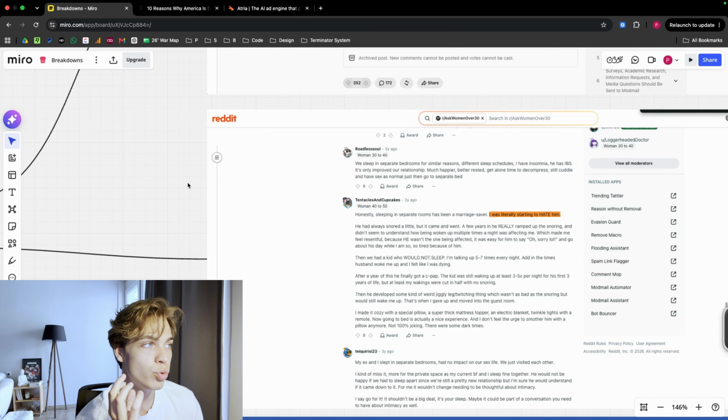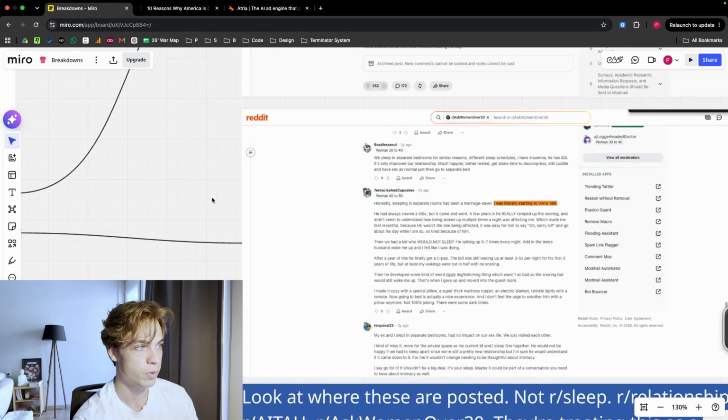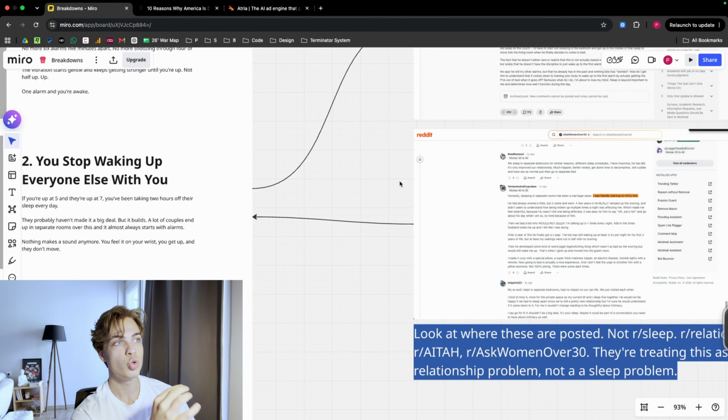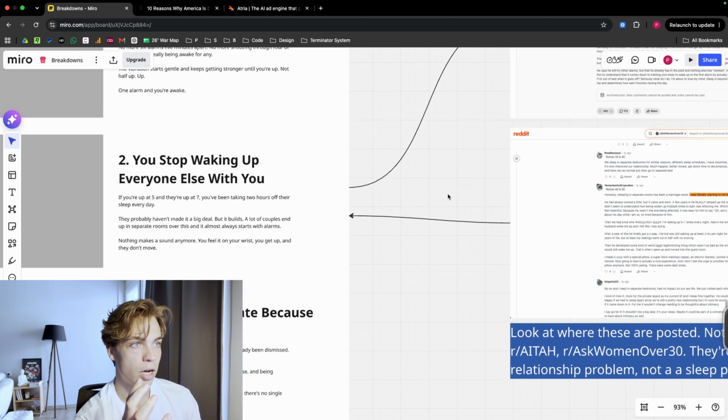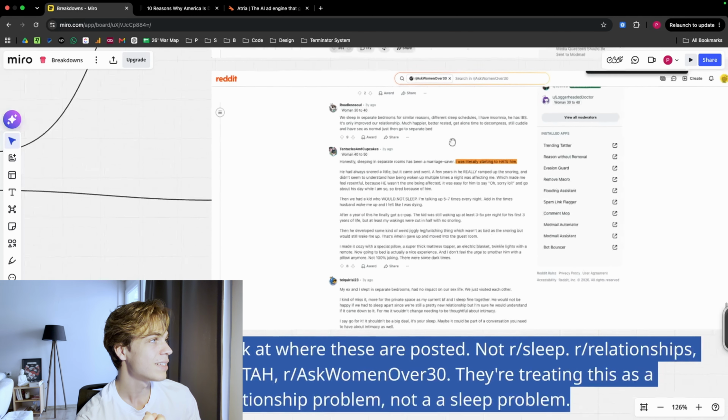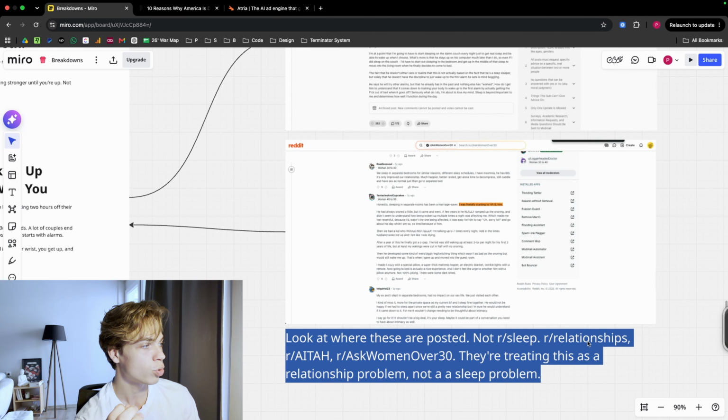And this is why research is so important, right? Because you look at what these people are posting, what these people are saying, and you add these things to the page itself. Look at where these are posted as well, right? They're not posted on a sleep subreddit, but on a relationships subreddit, on an ask women over 30 subreddit, whatever. They're treating this as a relationship problem, not as a sleep problem.